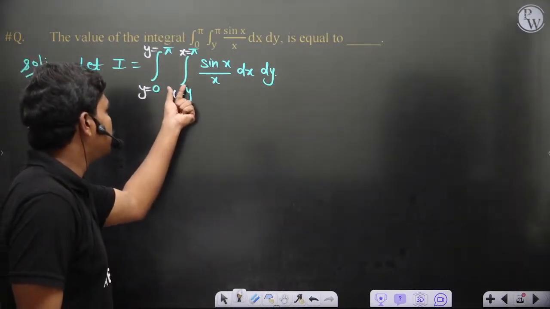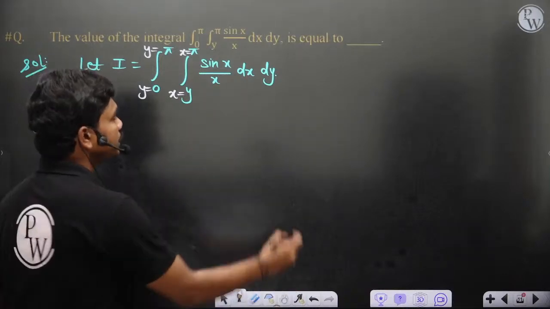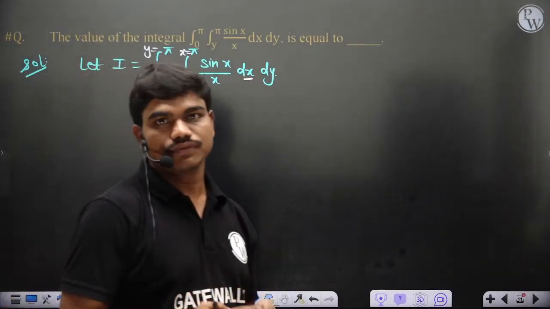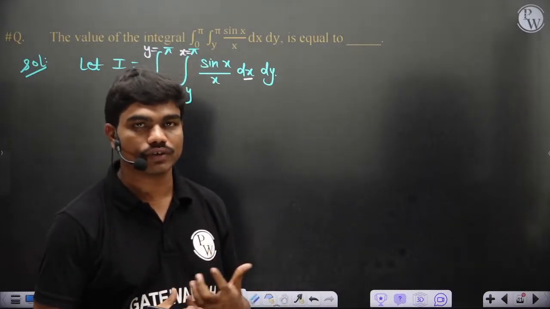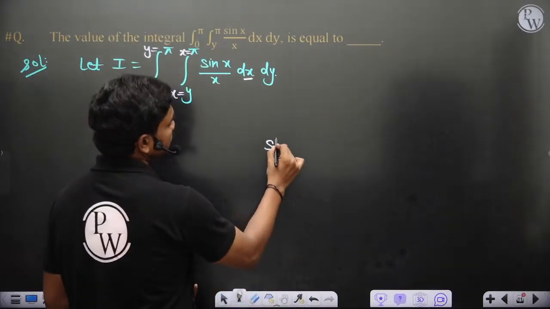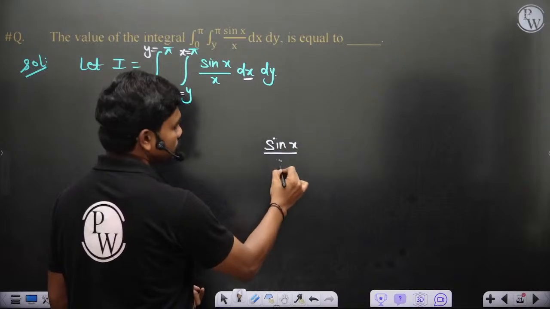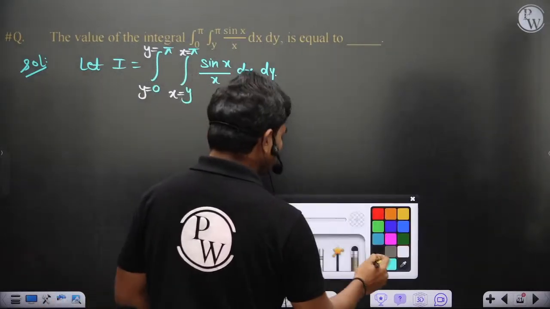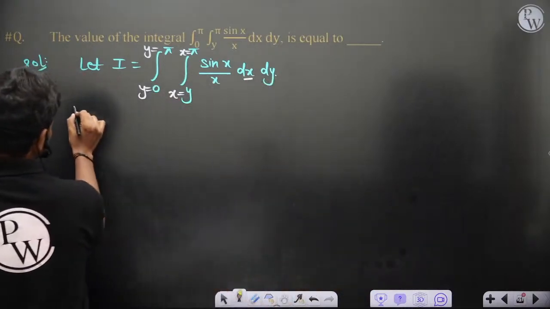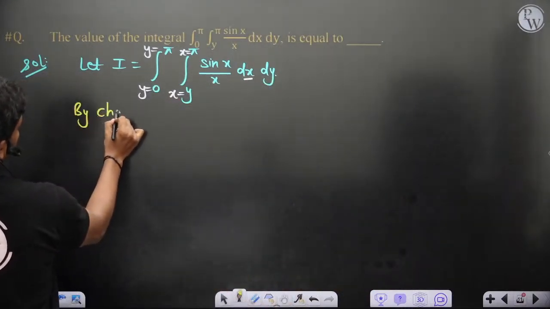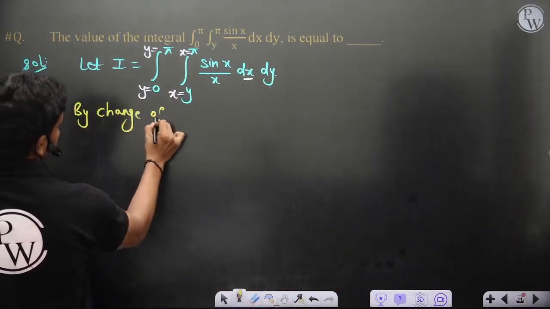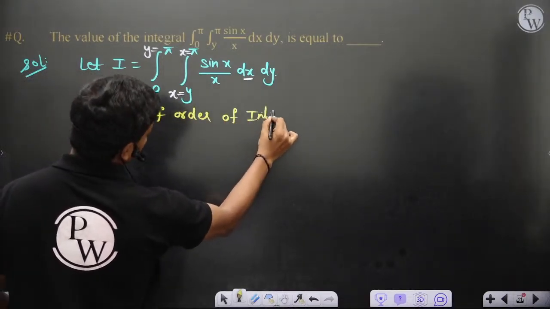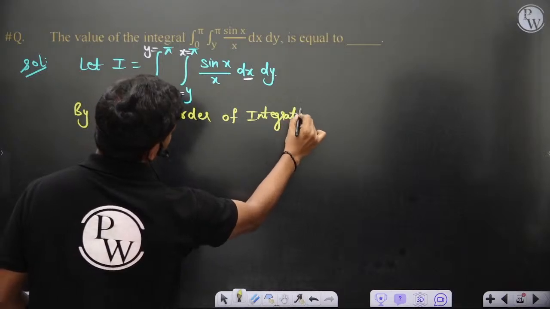Like you can see, this inner integral has x limits, so the first variable of integration is also x, but integrating the function sin x by x is not a very easy thing. Basically, sin x by x integration is not something you can write directly. So what we can do is use the concept of change of order of integration. So let's see how we get this.